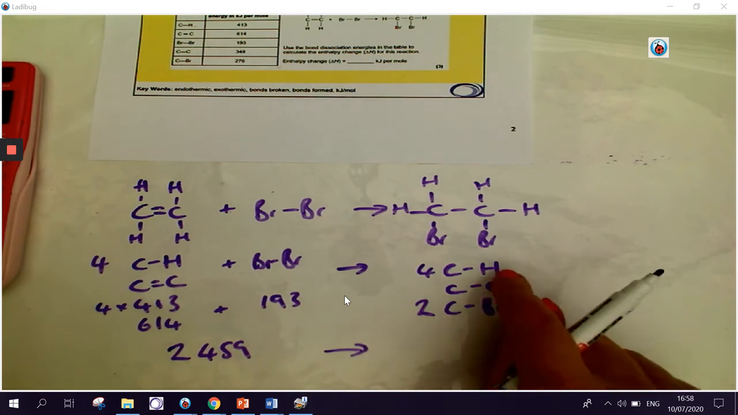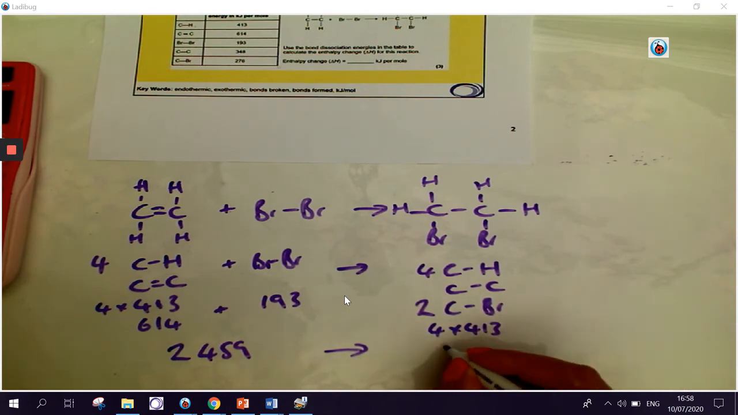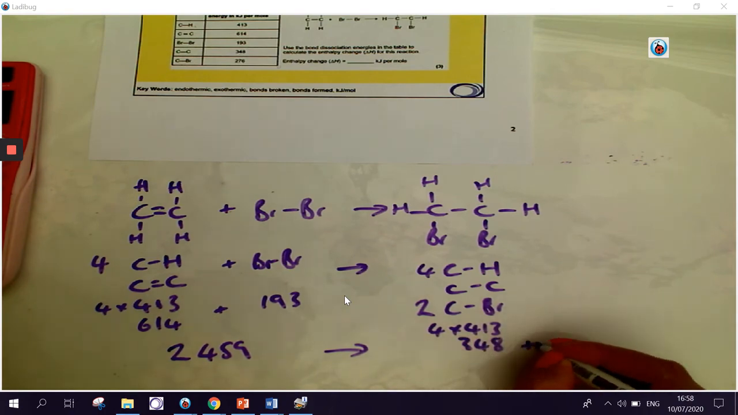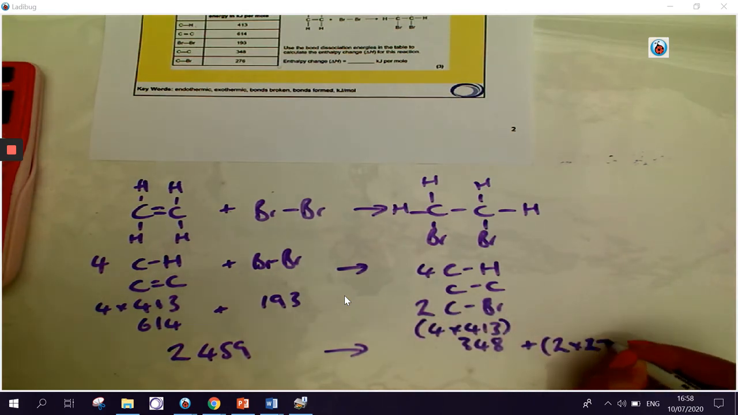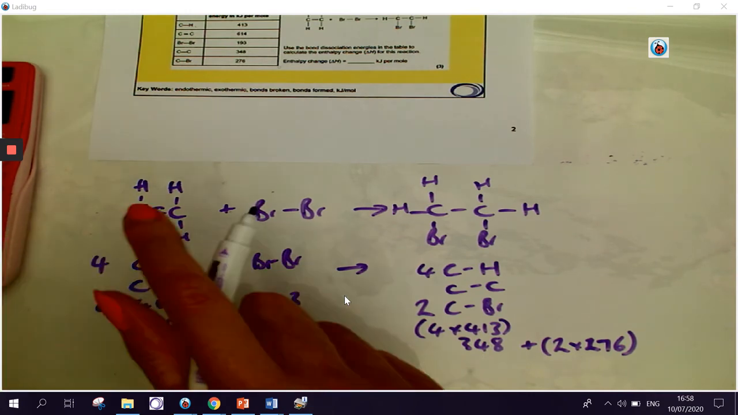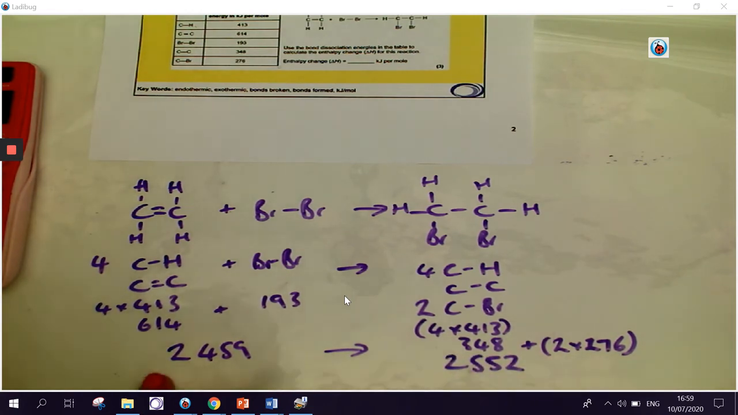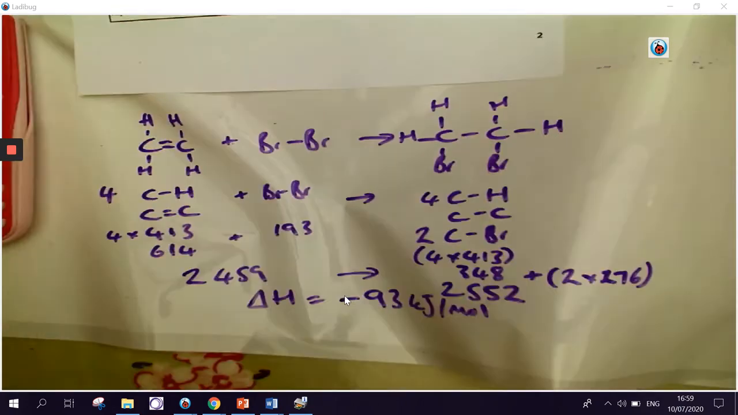Now on this side, I've got 4 times 413 again. Add my carbon-carbon, which is 348. Add my 2 carbon bromines. So 2 times 276. And I will get 2,552. So my overall energy change is reactants minus products, which means delta H will be 2,459 minus 2,552, which is minus 93 kilojoules per mole. Let's move that up so you can see that last step. There you go.